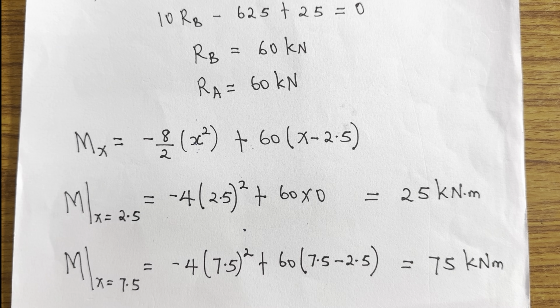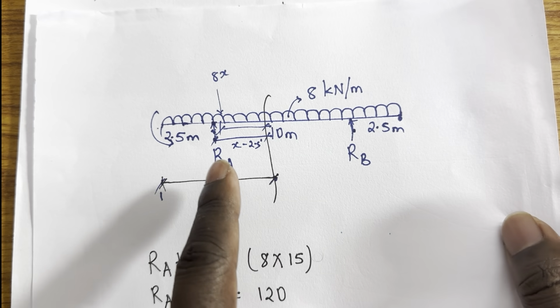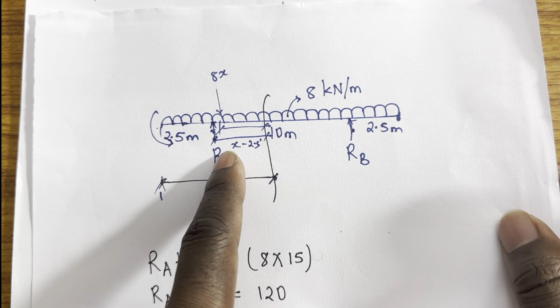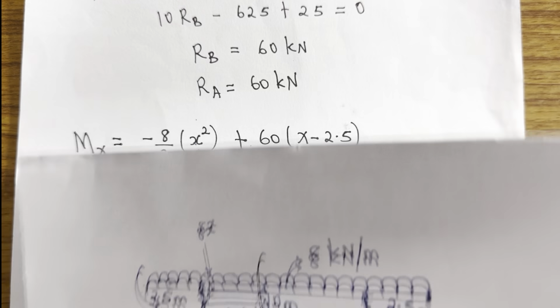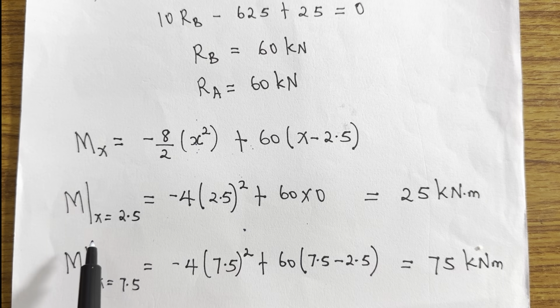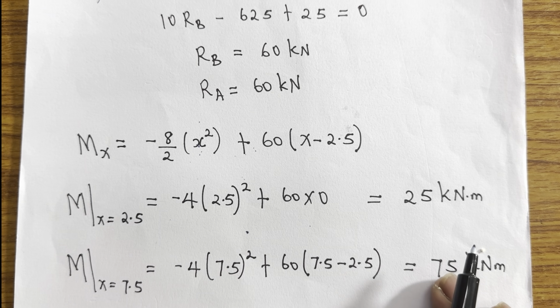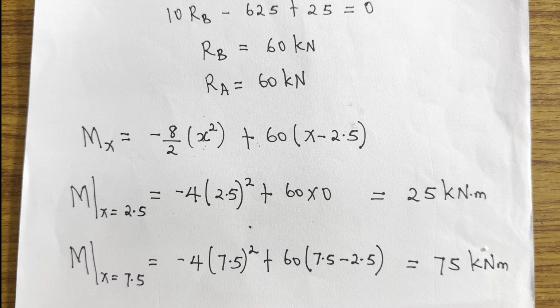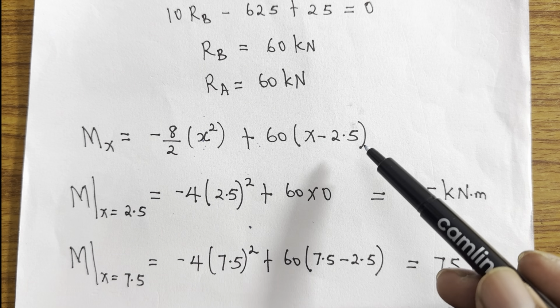Now that is the expression, but I need the value at a particular distance. I need a value at 2.5. Why? I need to get moment at this support. I want the value at the support. So if I substitute moment at X equals 2.5, what am I having? In that case, the value of the moment is 25 kilonewton meter, because I've substituted X to be 2.5 in this particular expression.